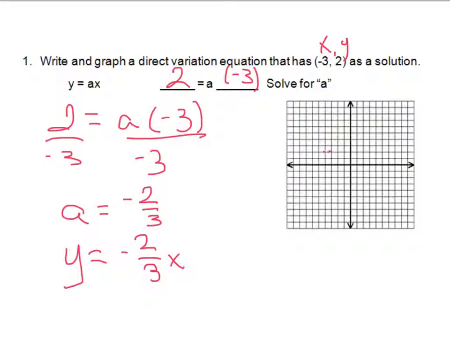These lines get really blurry. And then we would just use our slope of negative 2/3, which also is our constant. And we find more points on the line. So we can go up to left 3, 1, 2, 3, and then down to right 3, and we can draw our line.